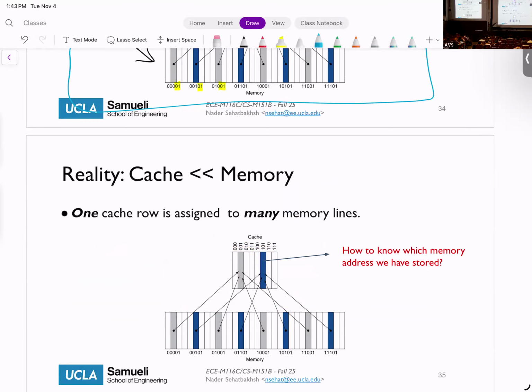The second thing that we need to know is that if 4 of these blue lines are going to be mapped into that one blue line, how do we know which one we stored, right? So if an address comes, and the address says 10101, I go to the cache, look at the lower 3 bits and say, okay, this is the one. But how do I know that this is actually this data and not this data or this data or this data, right? Because all of them map into the same address in my cache.